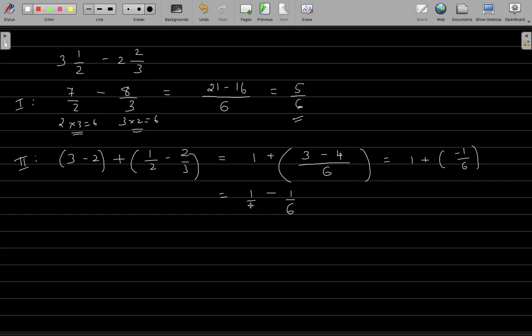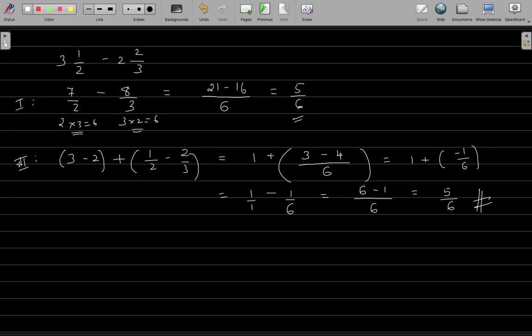1, I can simply write it as 1 by 1. Now I'm going to take the LCM as 6. 1 times 6 is 6. So this is 6. And 6 times 1 is 6. 1 times 1 is 1. So this will be 1. This should give you 6 minus 1 is 5 by 6. This is your answer. Right?